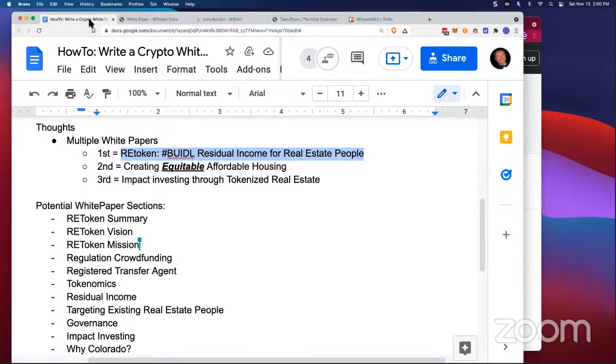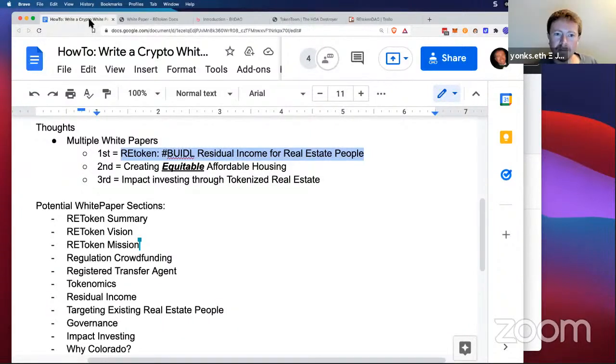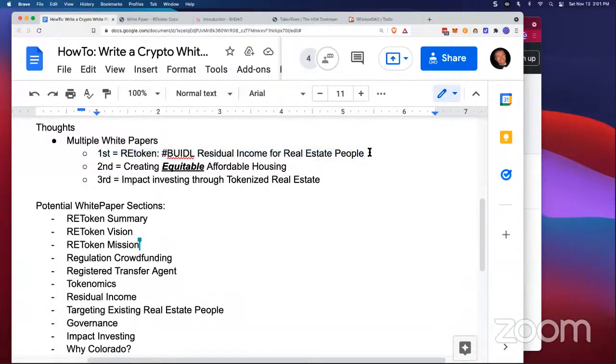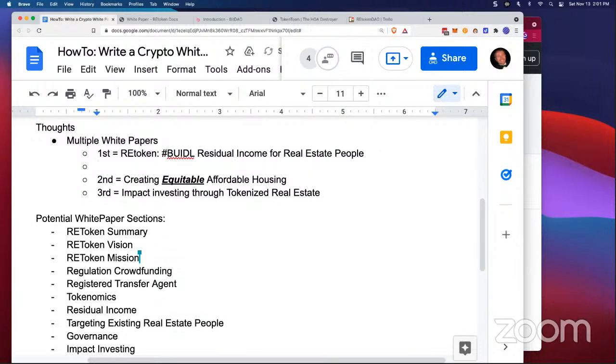Oh, go ahead. Just very quick, I'm just going to toss this out here. Build real estate residual income for everyone. I can't type on your screen. I think we can put real estate enthusiast. Well, I would want to build for more than just real estate enthusiasts, though.